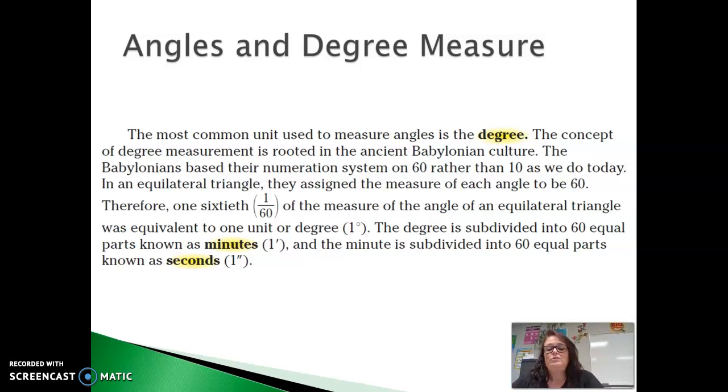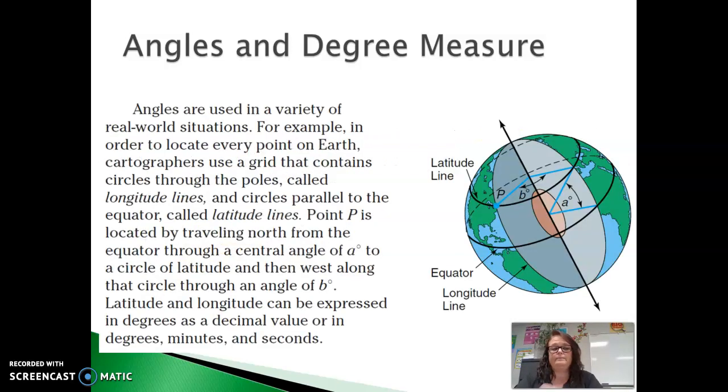So in an equilateral triangle, they assigned the measure of 60 degrees to each of the 3 angles. And so 1/60th of the measure of an angle of an equilateral triangle is 1 degree. And then that degree can be divided into 60 equal parts that we call minutes. And then that can be divided into 60 equal parts, which we call seconds. And again, it's because their number base was 60, that's why we're using 60 for each of these.